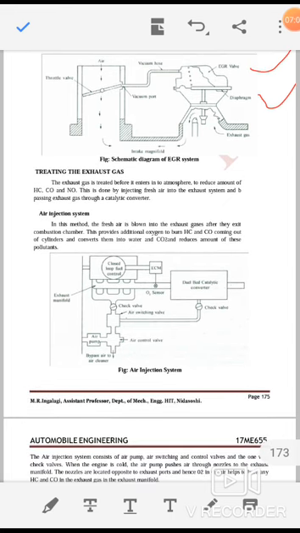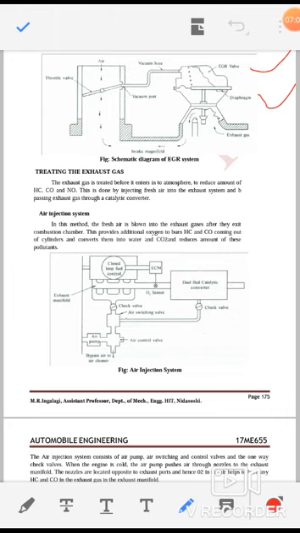In this method, fresh air is blown. Here you have this system. I will show you, this is the air injection system. We can use this to reduce the exhaust of pollutants. Whatever we have in the exhaust gases, that is HC, carbon monoxide and NOx, the formation of those which are exhausted into the atmosphere can be reduced by using the air injection system.